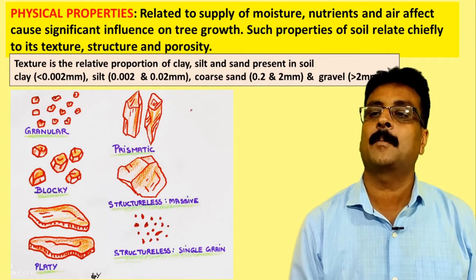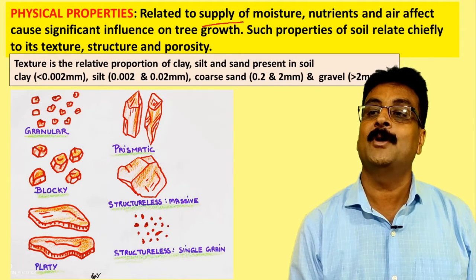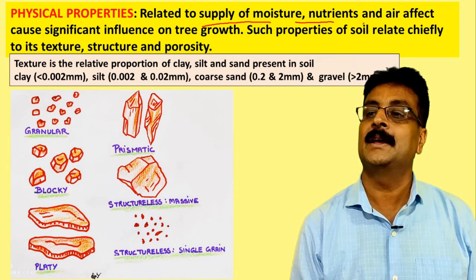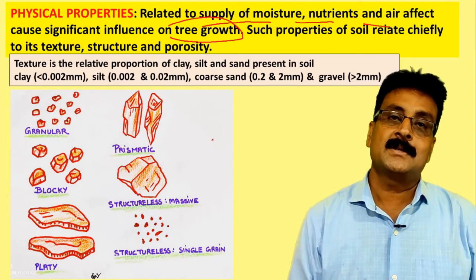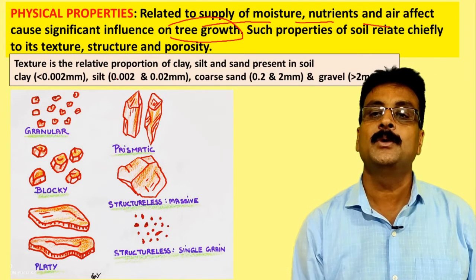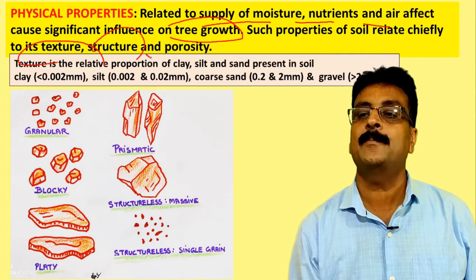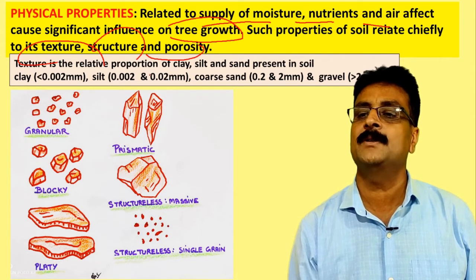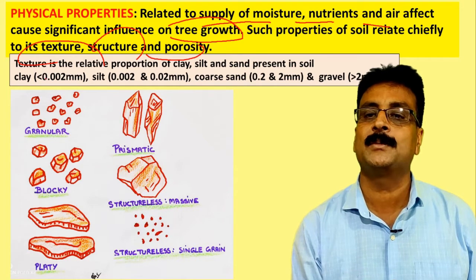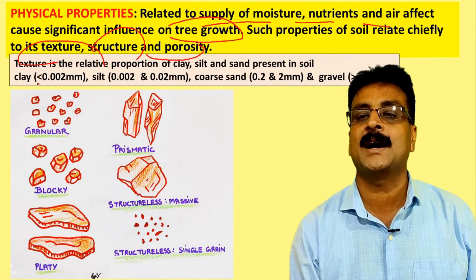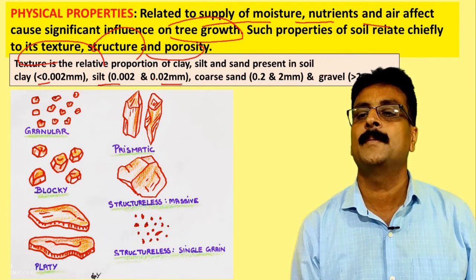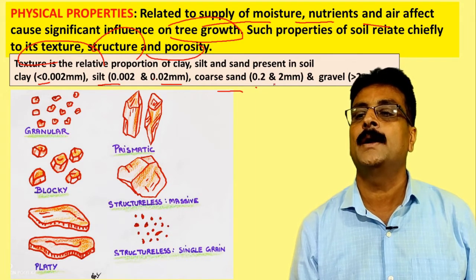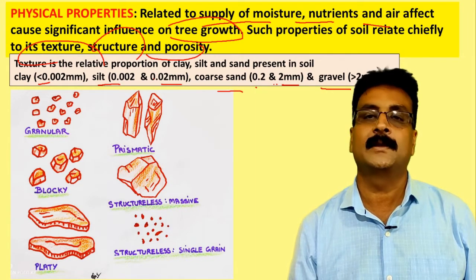Now, very simply, physical property is related to the supply of moisture, nutrients, and air, and so influences tree growth. Such properties of soil are related chiefly to texture, structure, and porosity. Let's take texture. What textures do we have? Sand, silt, and clay. Everybody knows about clay. The size of clay is less than 0.002 mm, and silt is between 0.002 and 0.02 mm. Coarse sand is between 0.02 and 2 mm. And then gravel is greater than 2 mm.